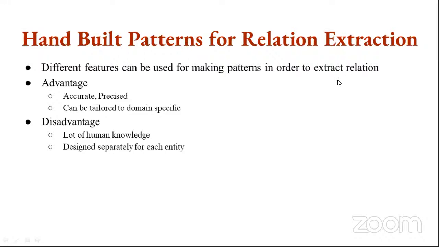So for the relation extraction task, we can use different sets of features. The advantage is that this is accurate and precise, and can be tailored to the domain. These rules are mostly domain specific. The disadvantage is that a lot of human knowledge is needed, designed separately for each entity. If you solve relation extraction as a classification problem, you have to extract several features, and these are mostly domain dependent: in the biomedical field we focus on one set of features, but in the news domain we may focus on another.